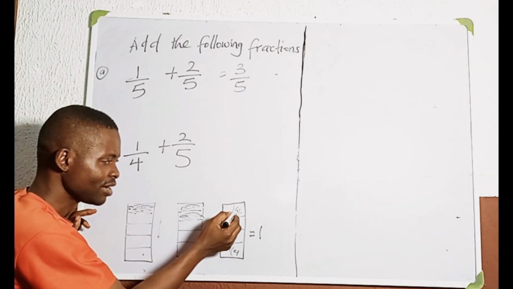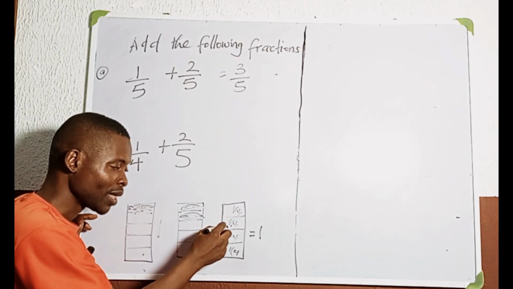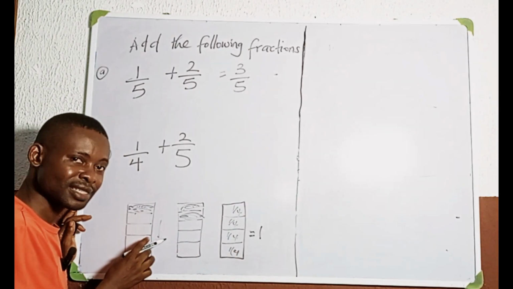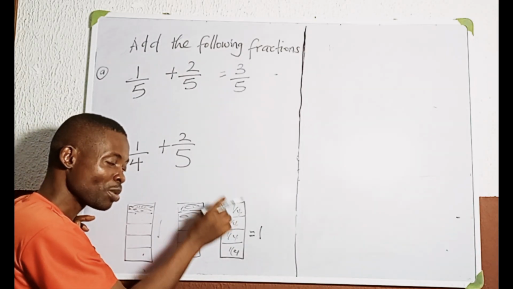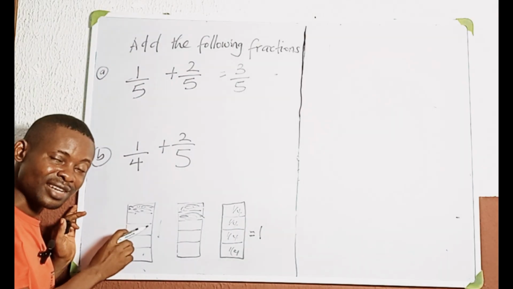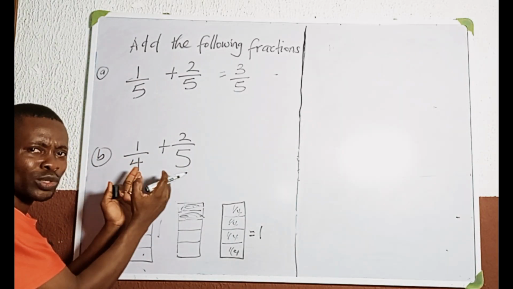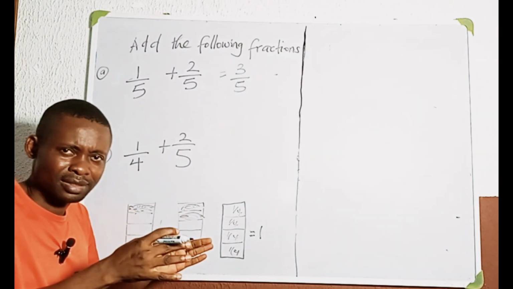So a share here is something that is divided into 4 and something that is divided into 5. If they are of the same size, one part of this one that is divided into 4 will be bigger than this one that is divided into 5. Therefore, you cannot conveniently add 2 of them together. You have to put them in the same terms.